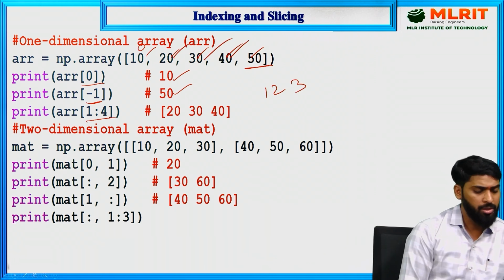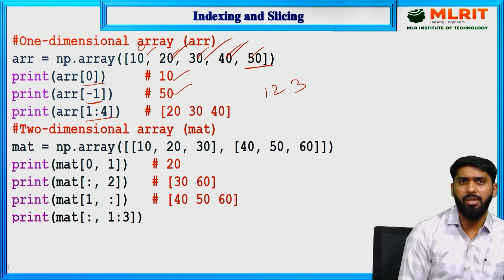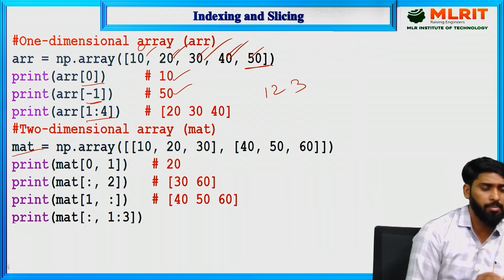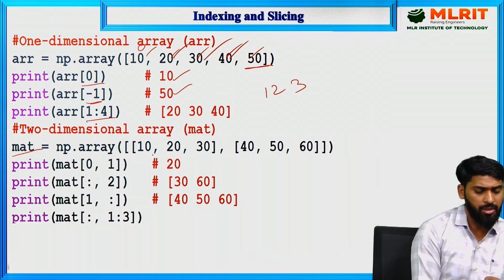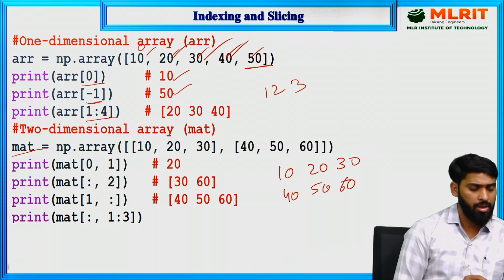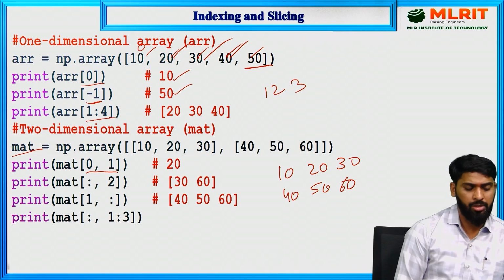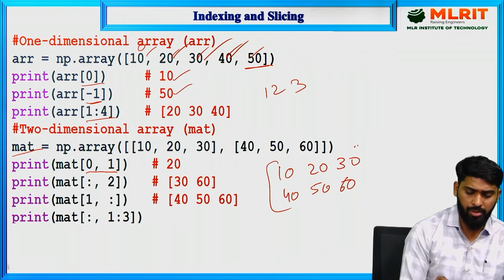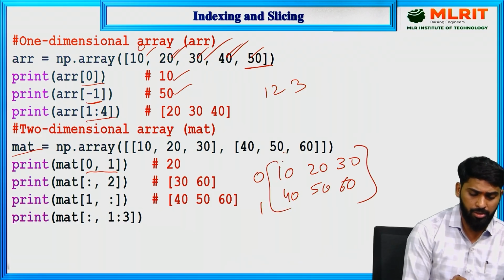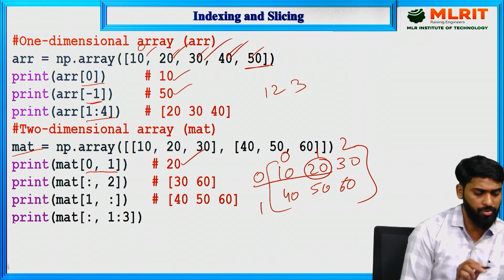Now we see how indexing and slicing work in 2-dimensional arrays. Here mat, a multi-dimensional array: 10, 20, 30, 40, 50, 60. Now mat[0, 1]. So 0, 1 means row 0, column 1. So 0th row, first column, that is 20. So it will return 20 as output.